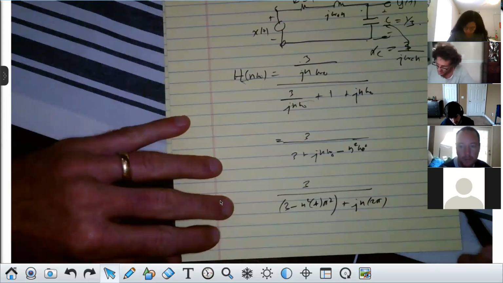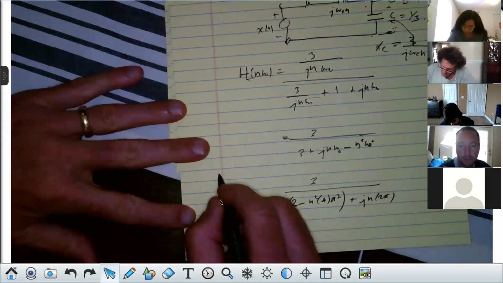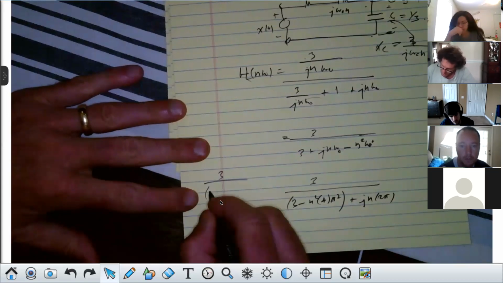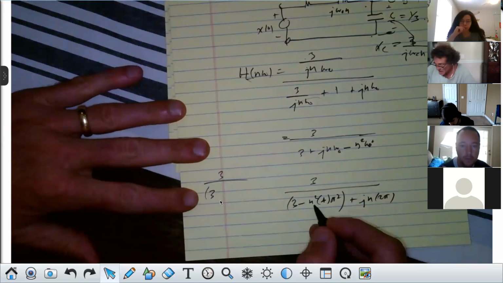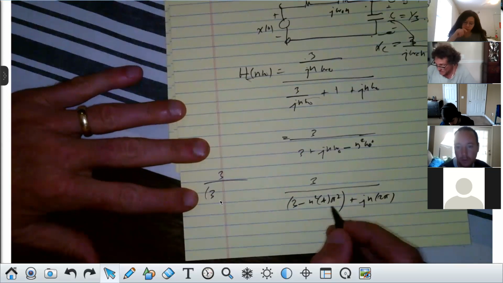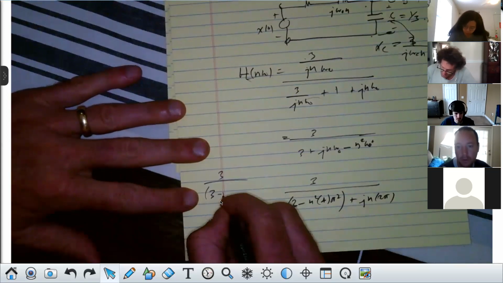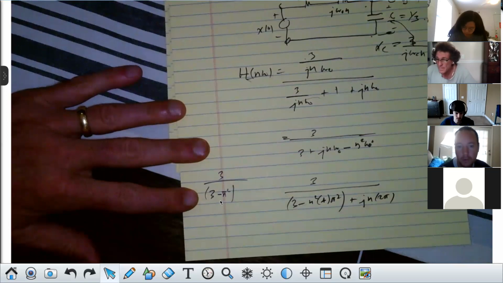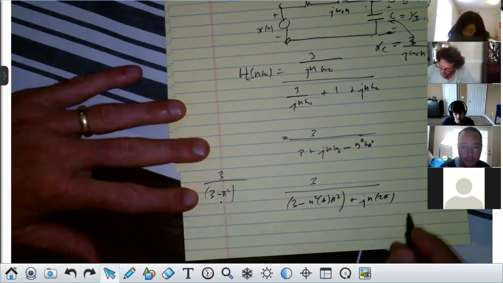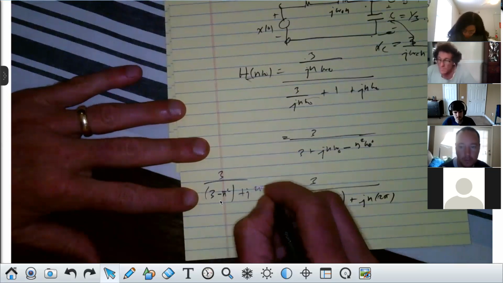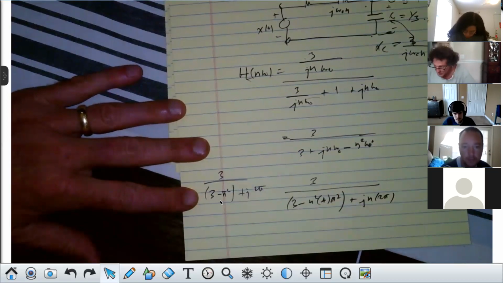If N equals 1, my equation becomes 3 over, and it would be 3 minus, and N equal 1 is 1 pi squared minus pi squared. So that's going to be a negative number, right? This would be negative, and then you have plus j, and it would be just 2 pi, correct? If N equal 1. Agreed? What's the phase of that?